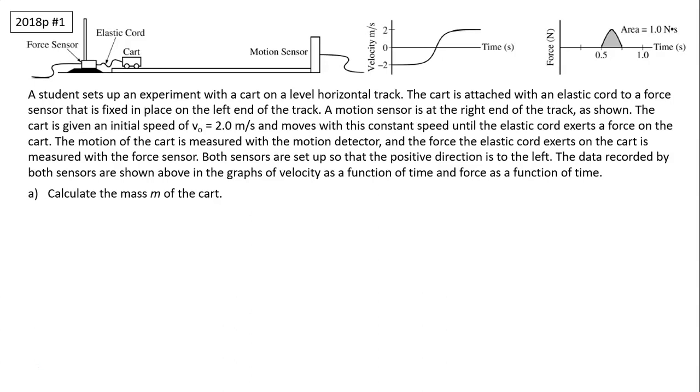The cart is given an initial speed v naught equals 2 meters per second and moves with this constant speed until the elastic cord exerts a force on the cart. So the motion of the cart is measured with a motion detector, and the force the elastic cord exerts on the cart is measured with a force sensor. Both sensors are set up so that the positive direction is to the left.